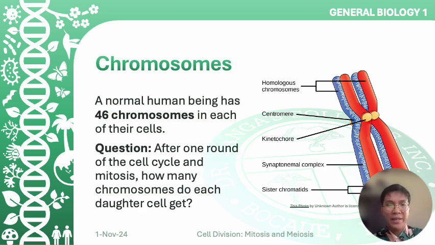So, a normal human being has 46 chromosomes in each of their cells. Now, the question is, after one round of the cell cycle in mitosis, how many chromosomes does each daughter cell get? And as we recall, in mitosis, pagka okay na isang round of mitosis or cell cycle natin, dapat ang magiging anak mong cells, kamukhang-kamukha niya dapat yung pinanggalingan niyang ina. So, kung 46 ang number of chromosomes ng magulang, dapat 46 din yung makukuha ng anak. Okay?